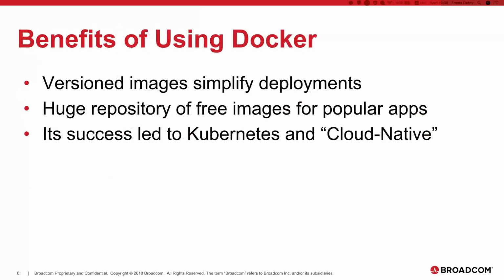You can enjoy the versioned images, so you can simplify evolution of your application with deploying just a new version in a natural way. You just change the version of image and you restart it. There is a huge repository of free images for popular applications, and we will use that today. One of the examples of those images is Taurus image, and we will also use the Python language basic container to build our own image.